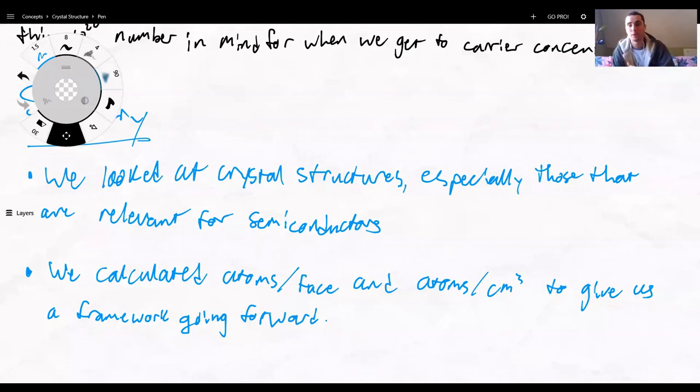Okay, so that wraps up this semiconductors lecture. In summary, we looked at different crystal structures, especially those relevant for semiconductors, like FCC, diamond tetrahedral, and zinc blende. Then we used those to calculate the number of atoms per face and the number of atoms per cubic centimeter, which will give us a framework, an idea of how to think about the chemical reactivity of these surfaces going forward.